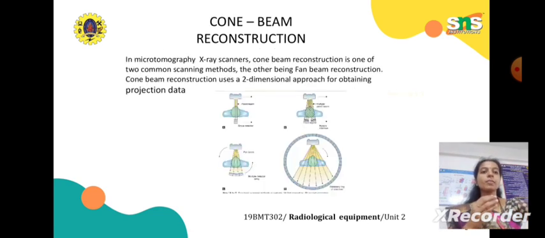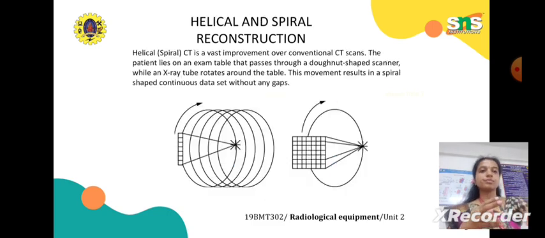Next is cone beam reconstruction. Here also the source and the detector rotate, and the source is cone shaped. So this is named cone beam reconstruction. Next is helical and spiral reconstruction, where the X-rays pass through the patient in a spiral or helical form.